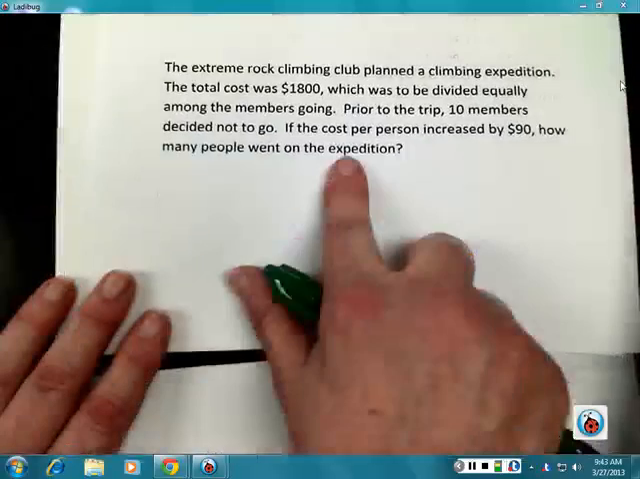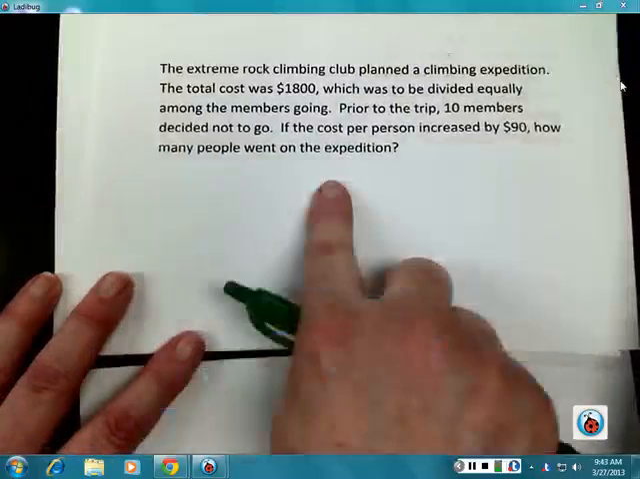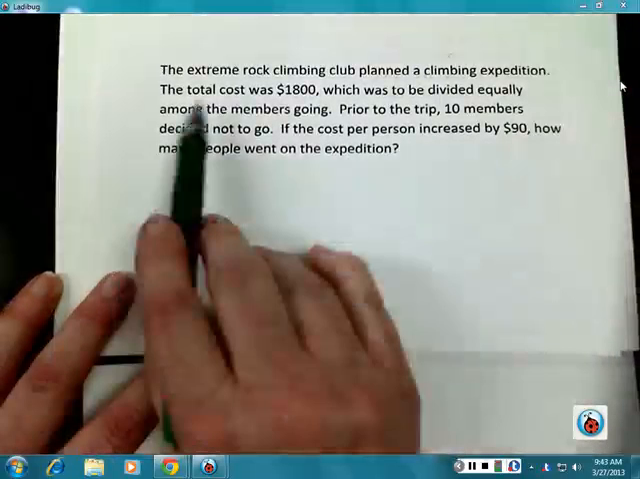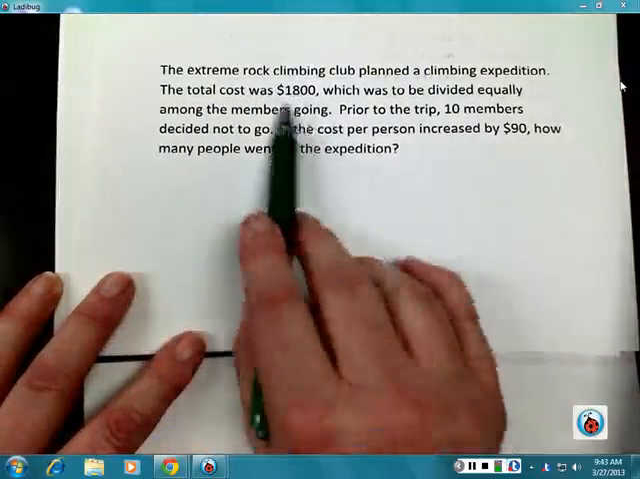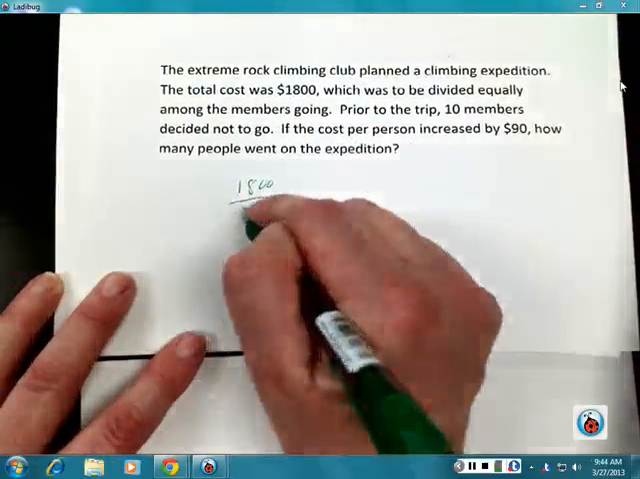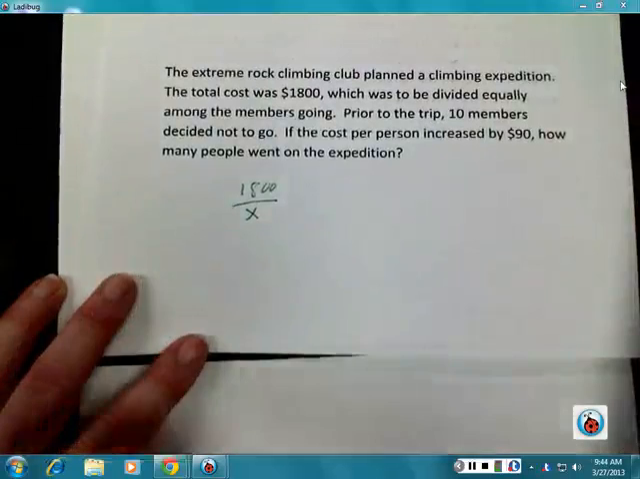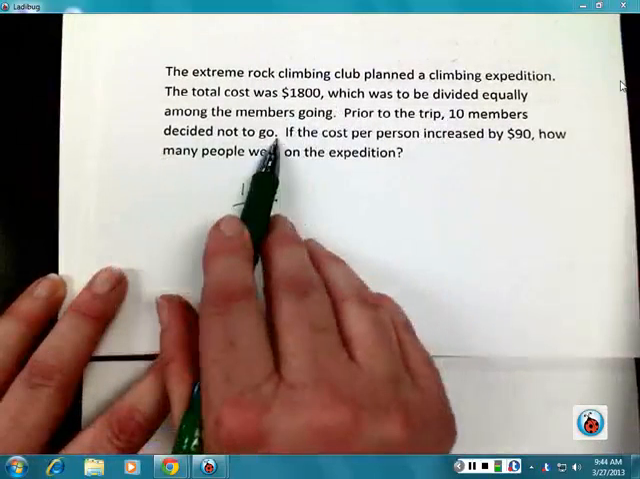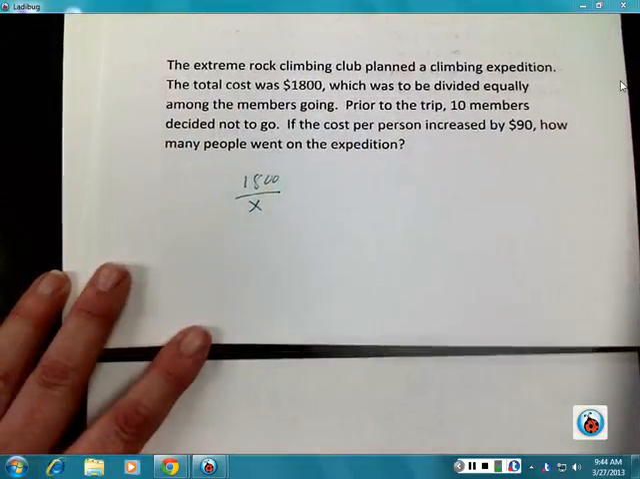The next one is a rock climbing group again, and so if it's a rock climbing group, you are going to do the exact same thing we did before. You're going to take the 1800, divide it by the number of climbers, and then 10 members decide not to go. So what does that mean if they decide not to go?